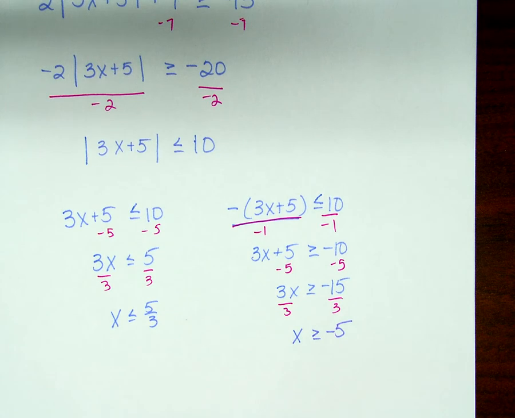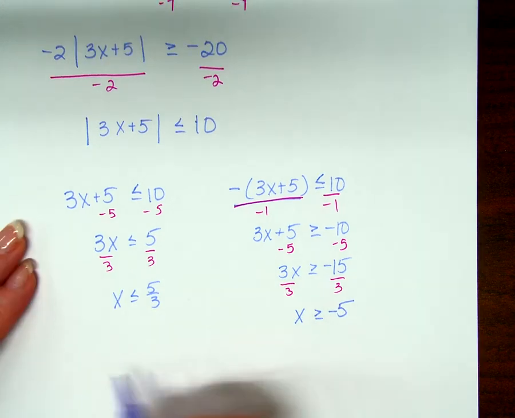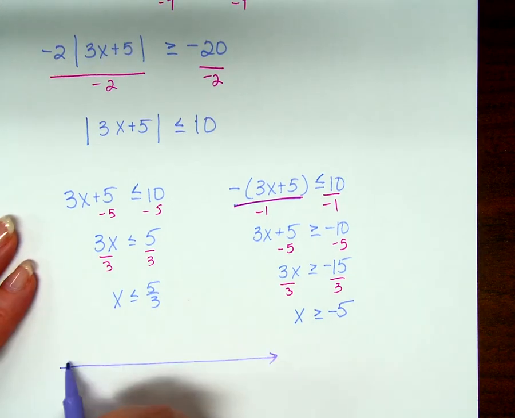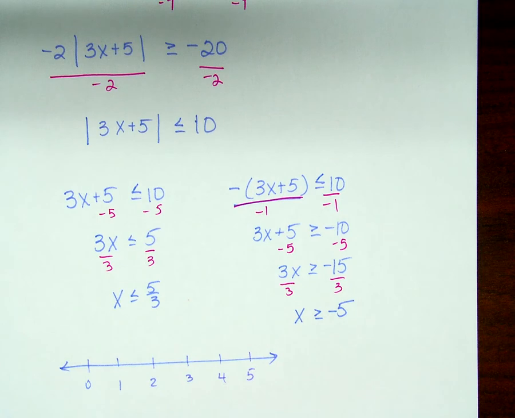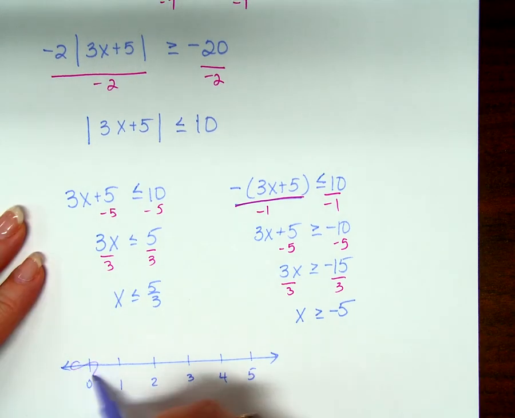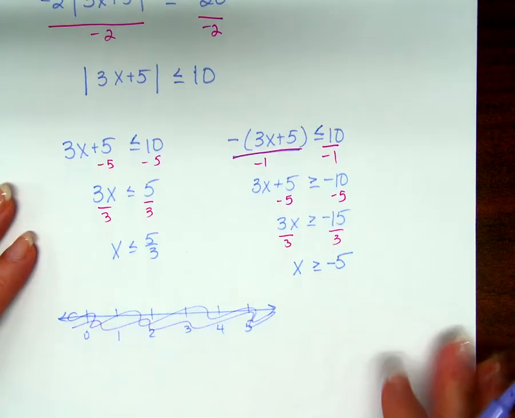Now, is this an and or is it an or? Some people can tell right away. Some people need to graph it. Okay? If I graph this, I got 0, 1, 2, 3, 4, and 5. Oh, dang, it's negative 5. Okay, ignore this graph. Sorry. Let's try again.